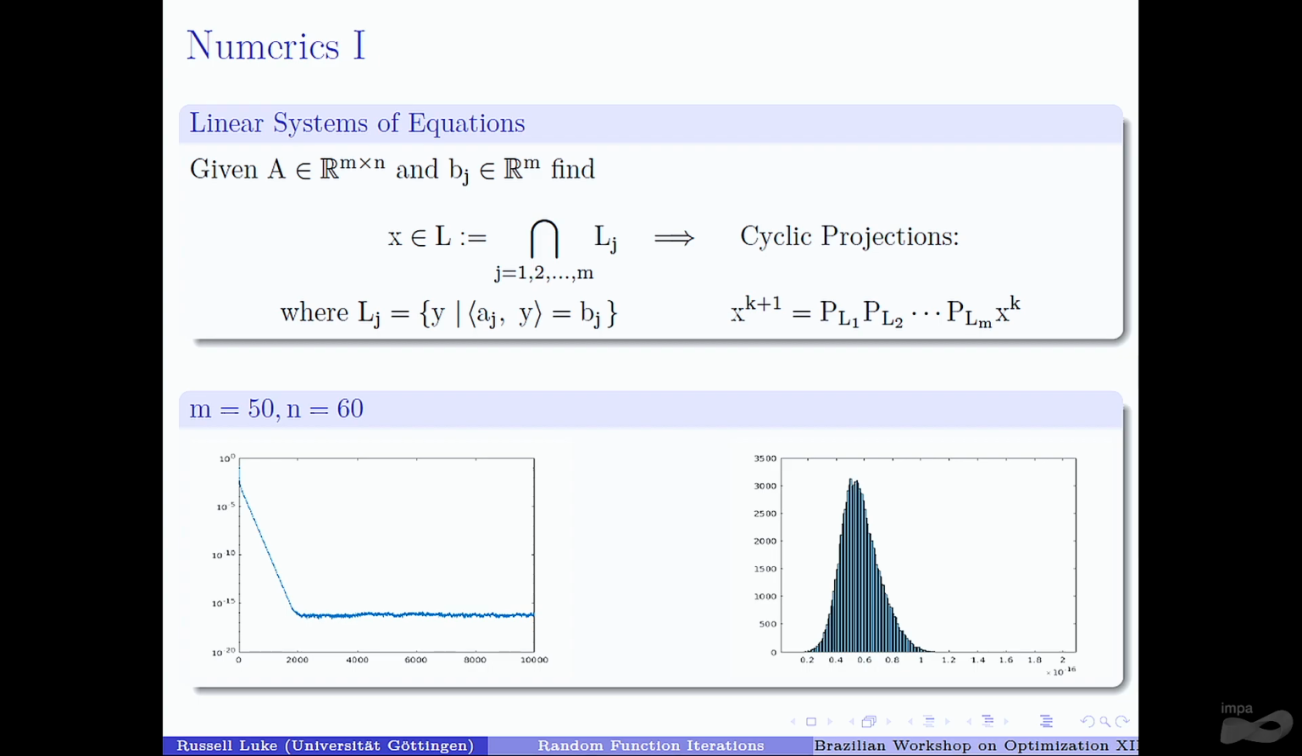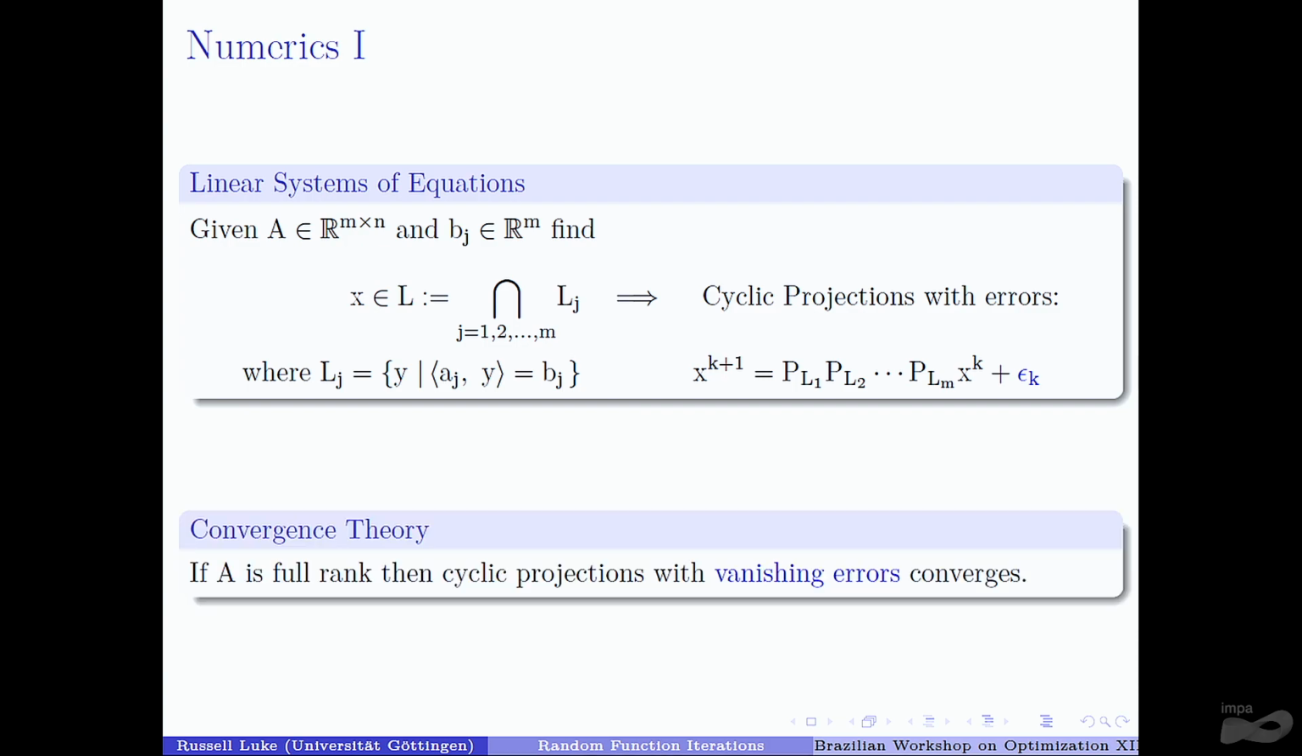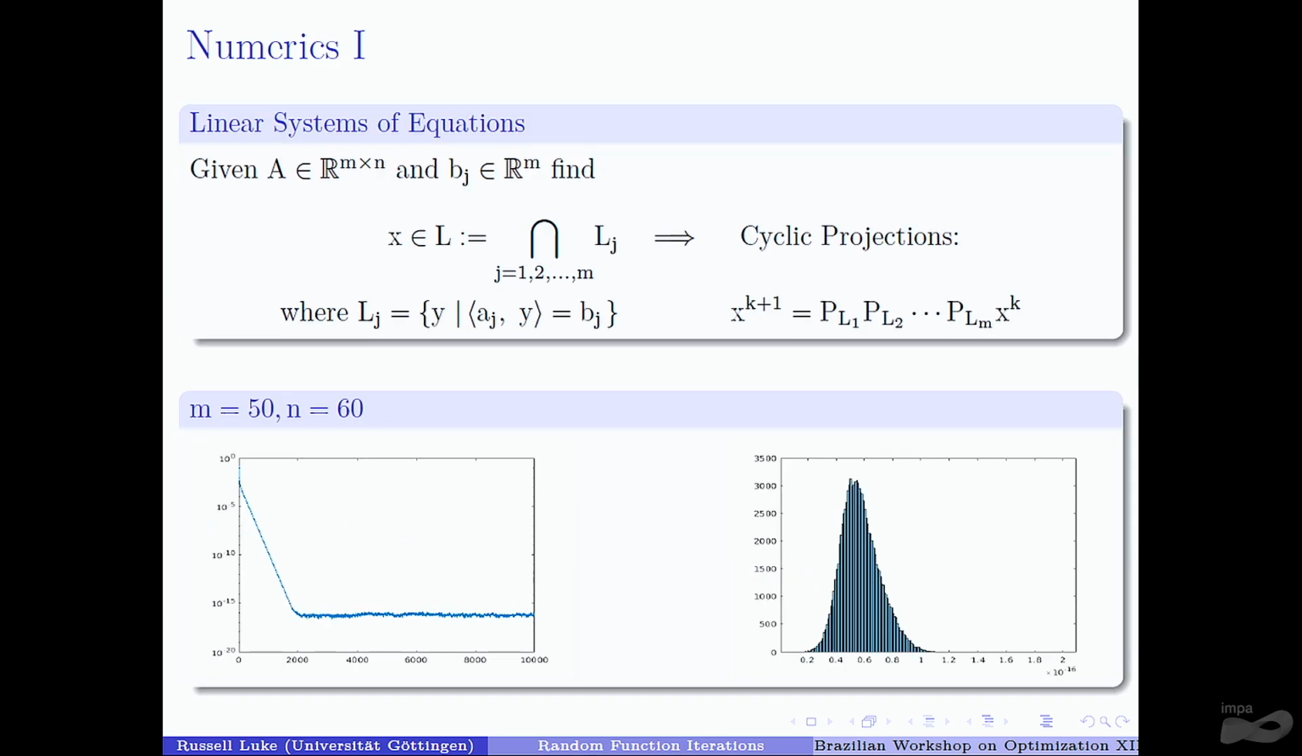And they say, oh, what's happening down there? And the professor says, if we have vanishing errors, because what this is, is numerical error, right? We have floating point, double precision. So if we have vanishing errors, then we can adjust our convergence theory for the exact infinite precision arithmetic and show convergence. But that still doesn't explain this.